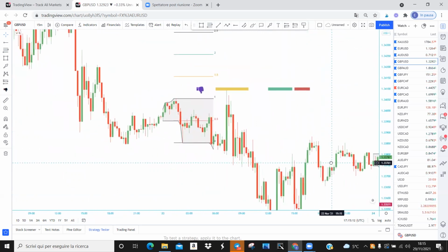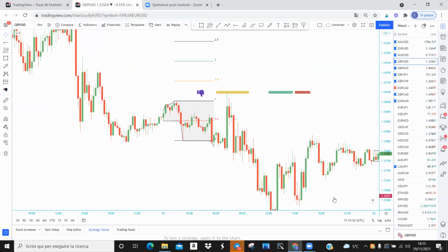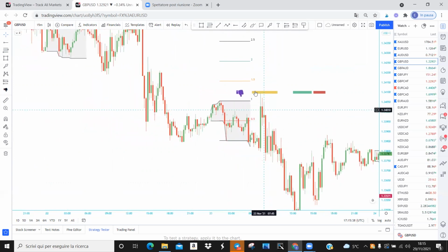Here, perfect. Here, we have the Asian range, manipulation to the upside, and continuation to the downside. But as you can see, this manipulation to the upside doesn't reach the 1.5 level. And this is just to say that, as I say on every single video, trading is not 100%, it's not a science, and you will not see the same thing every single time. So maybe in this case, you will feel like you missed a trade.